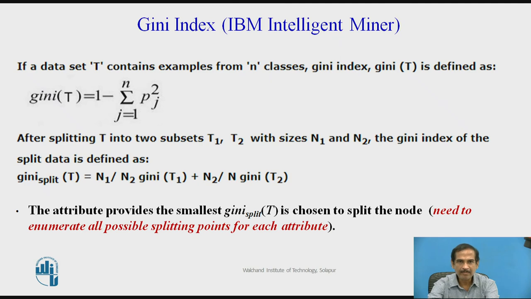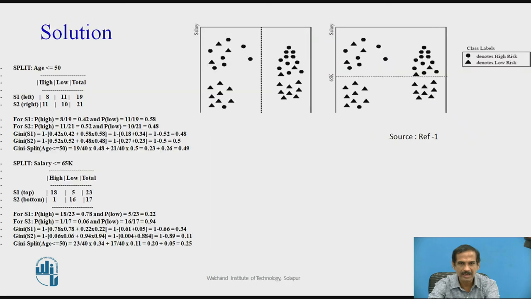The Gini index is given by this particular formula: one minus the summation j equal to 1 to n of pj squared, wherein we consider that if a data set T contains samples from n classes, the Gini index is defined by this particular formula. After splitting T into the subset classes T1 and T2 with sizes N1 and N2, the Gini index is again modified: Gini of split at a position T is equal to N1 upon N of the Gini index of T1 plus N2 upon N of the Gini index of T2. The attribute which provides the smallest Gini split is chosen for the split of the node, which needs to enumerate all possible splitting points for each attribute.